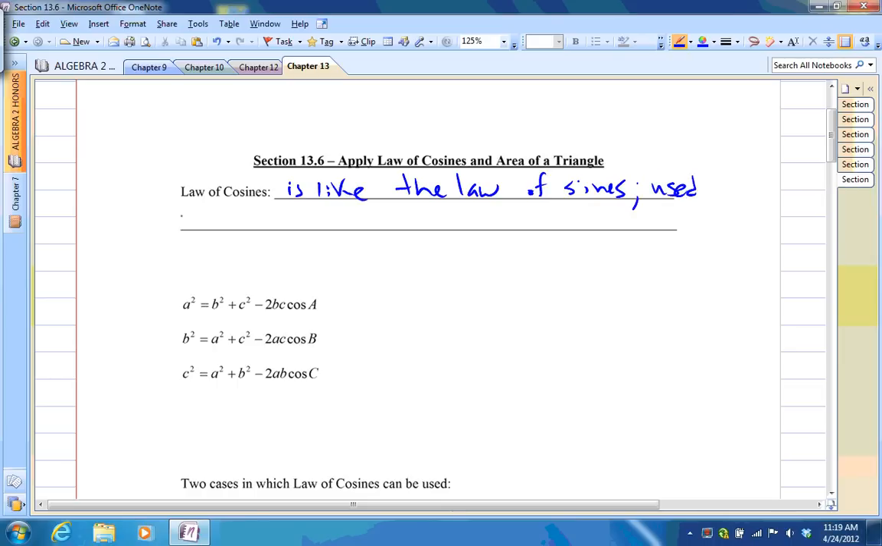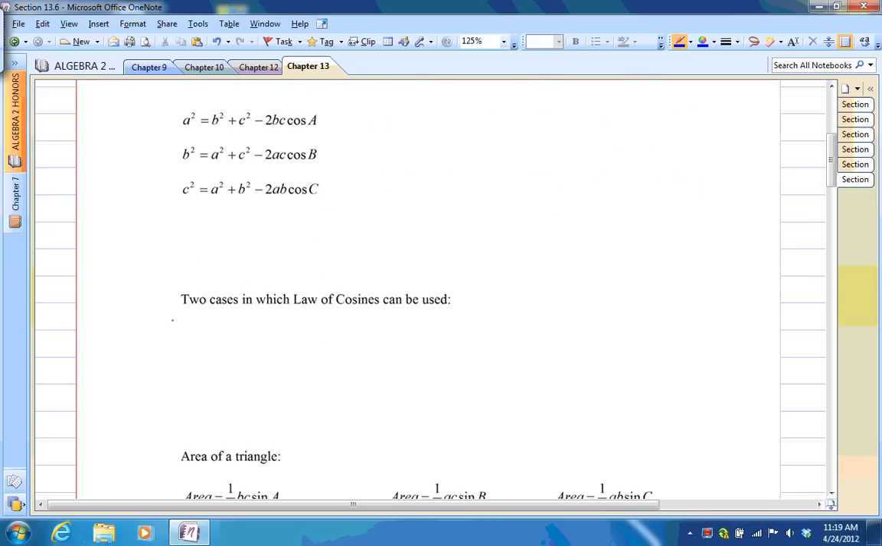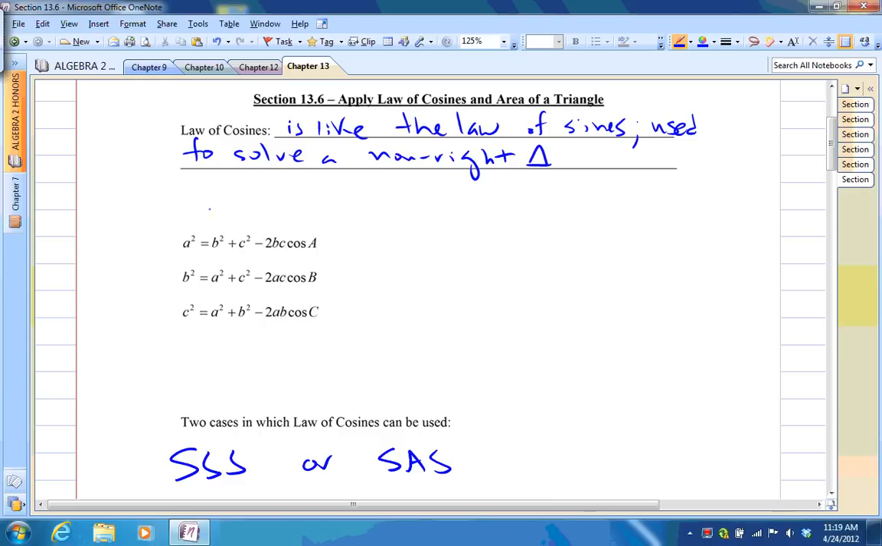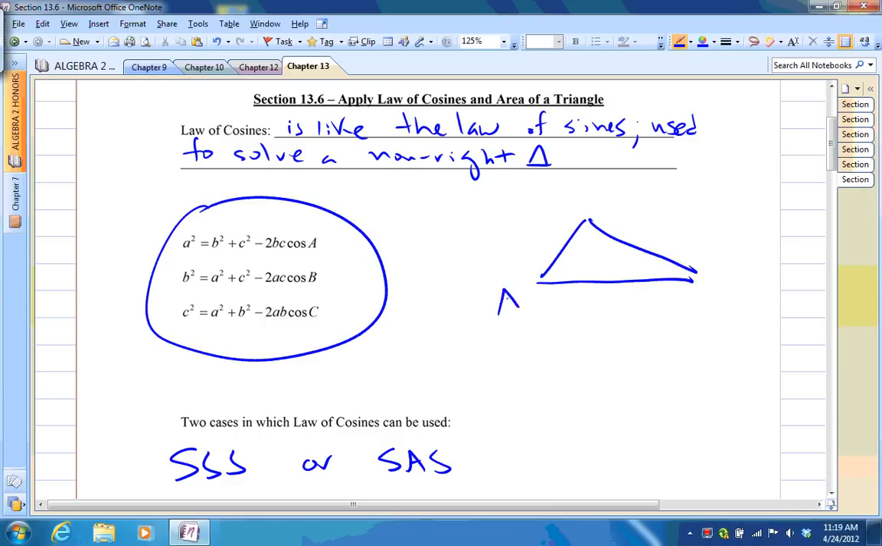It's used to solve a non-right triangle. But more specifically, we'd use it for the SSS or SAS cases. And here are the formulas. So imagine you have a non-right triangle. Here is A, here is B, and here is C. And here is little a, here is little b, and here is little c.